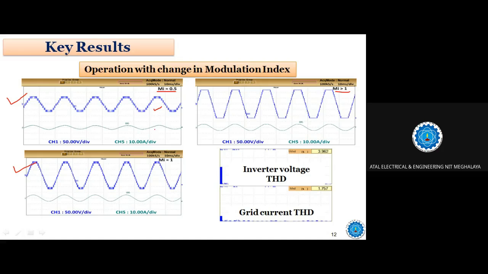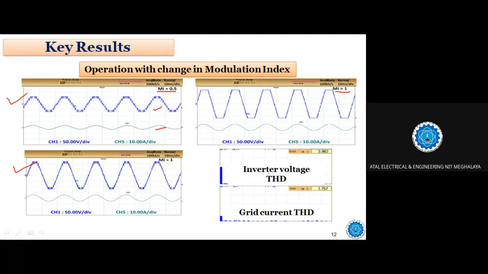And also you can see the grid current, shown in the green color, is also very small, right? So continuous power, you cannot feed to the grid in this case, and also harmonics will be more.